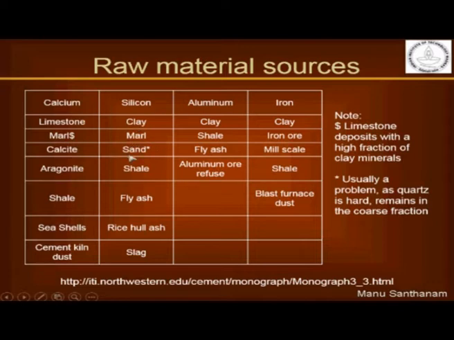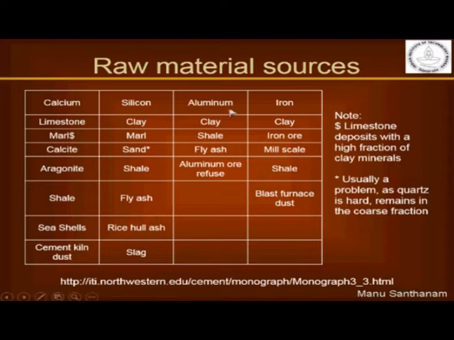Sometimes you may have to add sand, because if you don't have the right quantity of silica, you may have to add sand. Shale, fly ash, rice husk ash, slag, these are all sources of silica that can be added to the manufacture, supposing you don't have sufficient quantity of it coming from the clay.